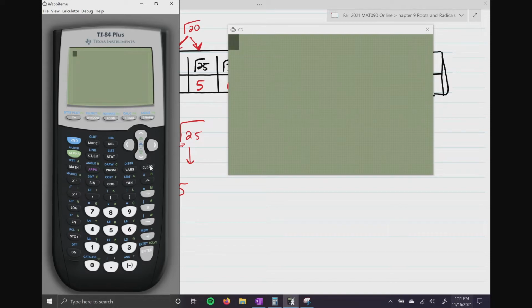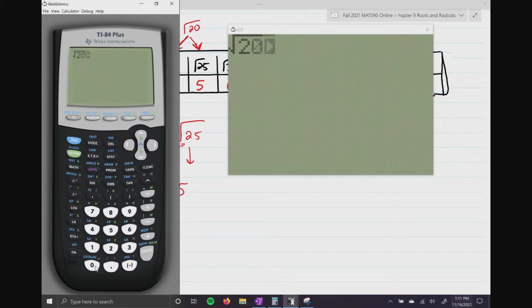Now, my square root button is all the way on the left-hand side, and if you got a different calculator, it's going to be somewhere else. So you got to try to scan and look for it. But notice, and it might be kind of hard to see, my square root button is right above the x squared button, and it's in blue, which means I have to hit the blue button first. Now I got the square root symbol, and I literally just type in 20.